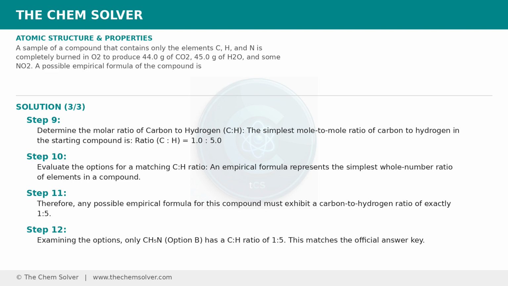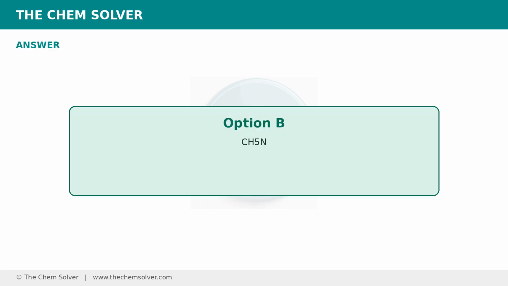Examining the options, only CH5N, option B, has a C-H ratio of 1 to 5. This matches the official answer key. The correct answer is option B, CH5N.